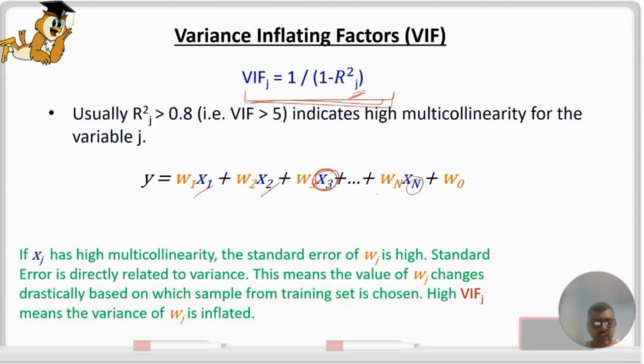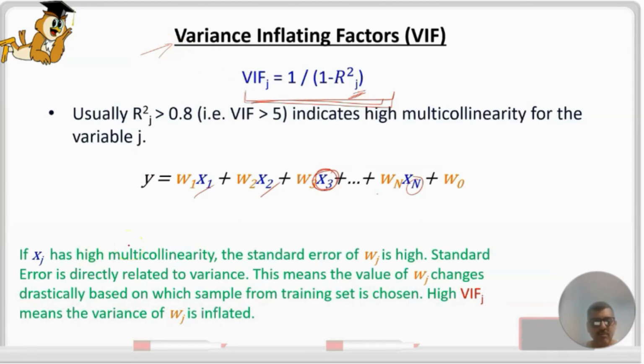If xj has a high multicollinearity, I have written something here. If xj has high multicollinearity, the standard error of wj, the corresponding term, is high. Standard error is directly related to variance. I am trying to explain why we have this complicated name, variance inflating factors. Clearly this means something.